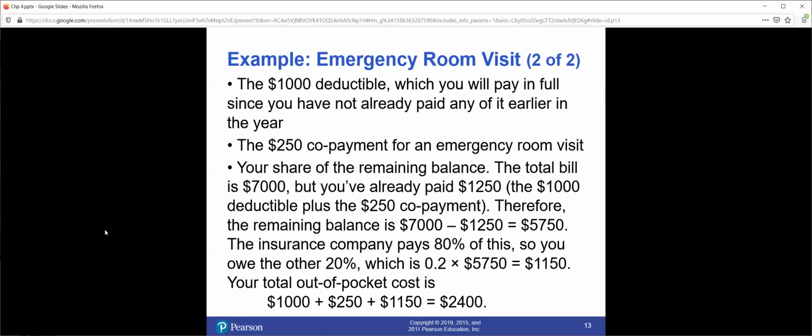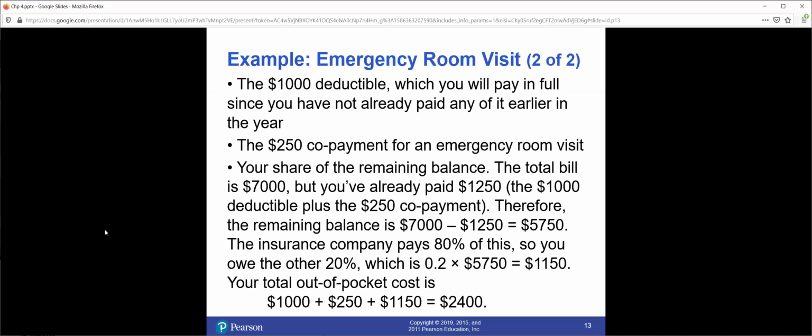Meaning, after your deductible and copay, you still owe $5,750. The insurance company will pay 80% of that. If the insurance company pays 80, you pay 20. So 20% of $5,750 is $1,150. Meaning you paid $1,000 for your deductible, $250 for your copay, and $1,150 of your 20% of your policy.